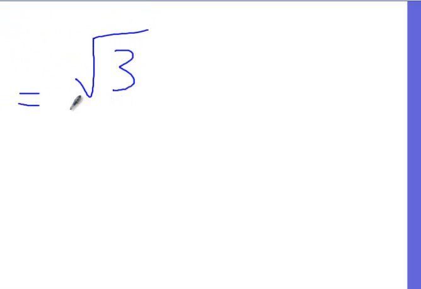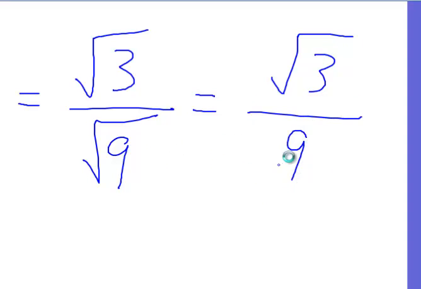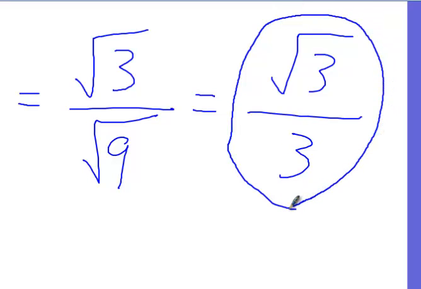Okay. This problem, a little more difficult. Well, kind of. So again, take the square root of a fraction, square root the numerator, square root the denominator. Simplify them separately. Square root of 3, we can't do anything with. But we can take the square root of 9, which simplifies to 3. Okay? Again, this is it. We're done. Because we can't simplify anymore.